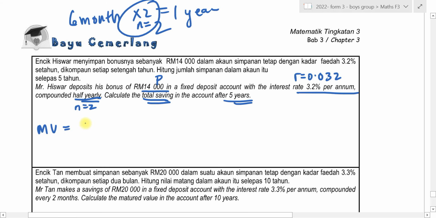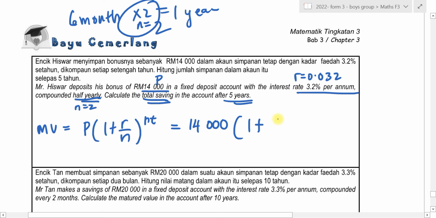So matured value is equal to P(1 plus R over N) to the power NT. And then you substitute. Principal is 14,000, 1 plus R, R is 0.032 over the N, N is 2, raise this 2 and multiply with year 5. How much is this, Sharwinat?